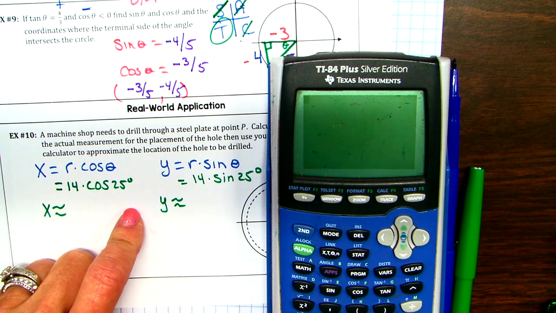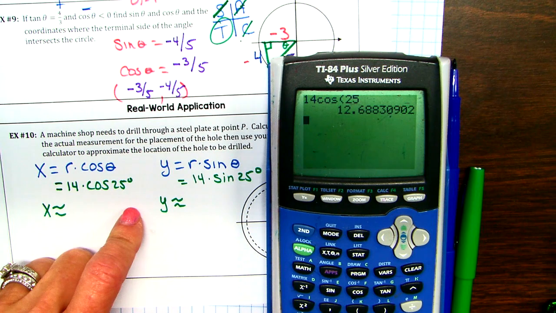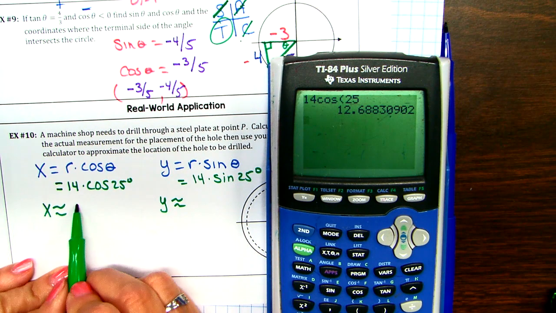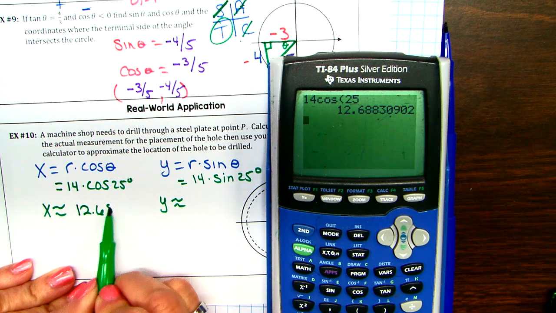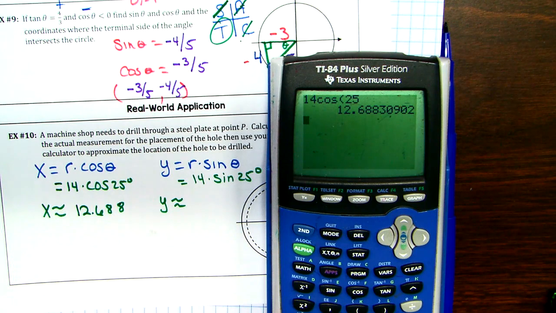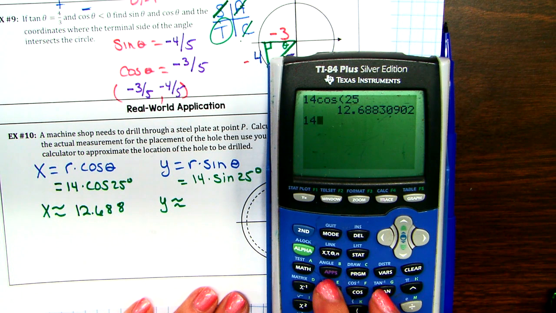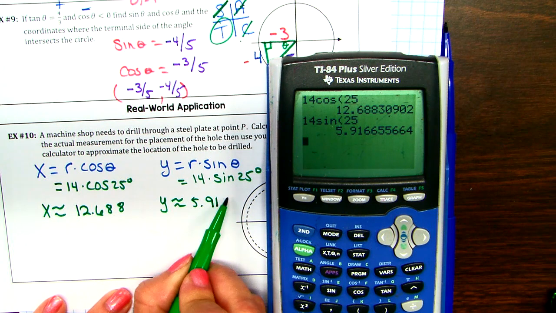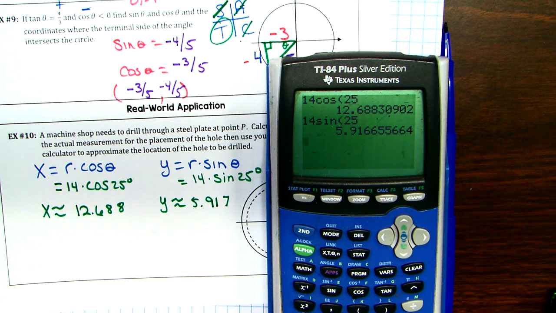And just type it in. 14 times cosine 25. You don't have to hit the times symbol, but you can if you want to. Find cosine and round to 3 places. All right, yep. Do the same thing for sine. 14 sine 25, enter.